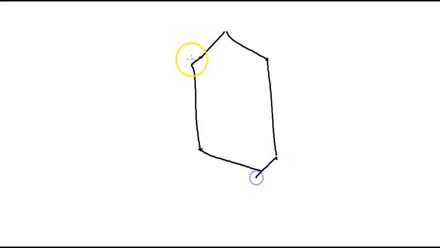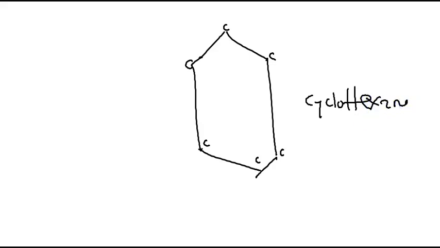This is going to be the methane, ethane, propane, butane, pentane, hexane. We call this cyclohexane. Forget about this. So let's go back.